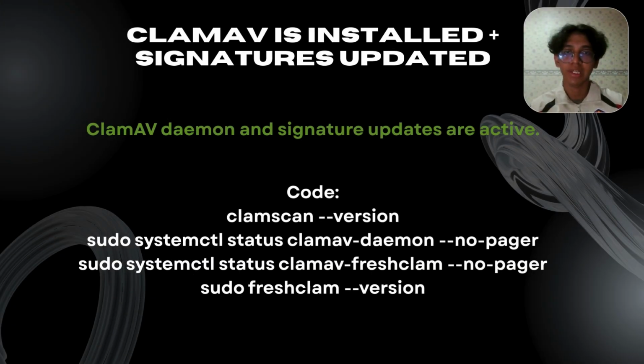Next, this confirms that ClamAV has been successfully installed and is fully operational in our gateway environment. The ClamAV daemon is active, which enables real-time and on-demand malware scanning. The virus signature database is up to date through the FreshClam service, ensuring that the system can detect the latest known malware threats. The commands shown on these slides are used to verify the ClamAV version, check the status of the scanning daemon, and the update service.